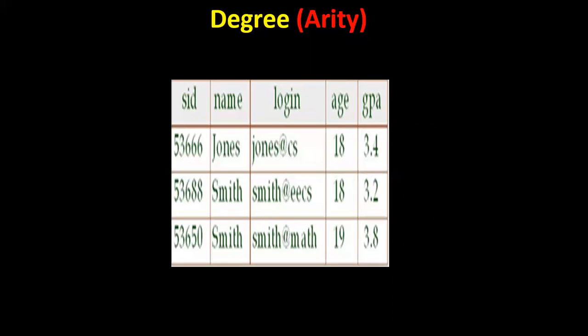So next, the degree of a relation. Degree of a relation indicates the number of columns in that particular relation. For example, here the degree of this relation is 5 because we have 5 columns. The degree is also referred to as arity.